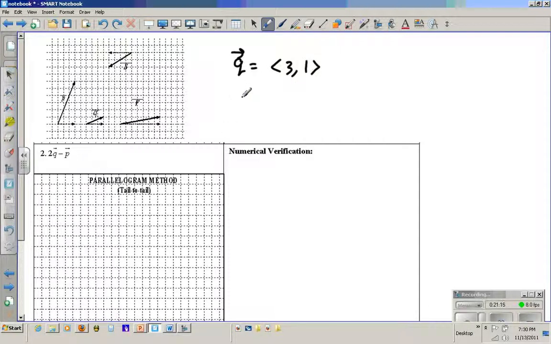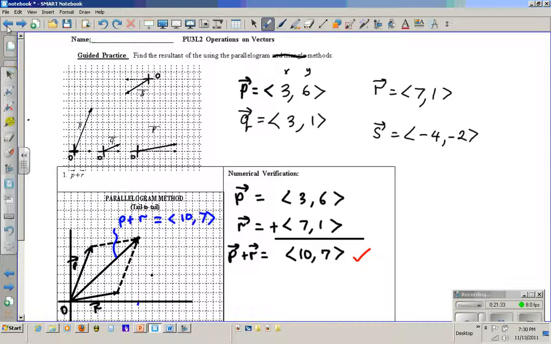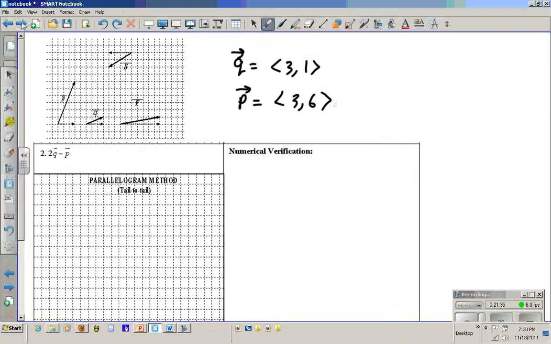And vector p is (3, 6). Let me write that out: 1, 2, 3, 4, 5, 6, so 3, comma, 6. All right, 3, 6. Yeah, that's what we had before.